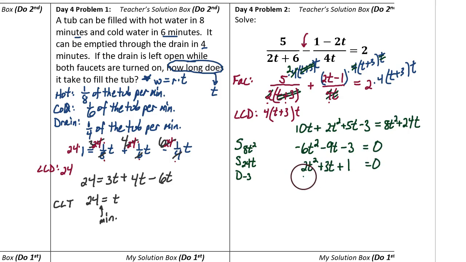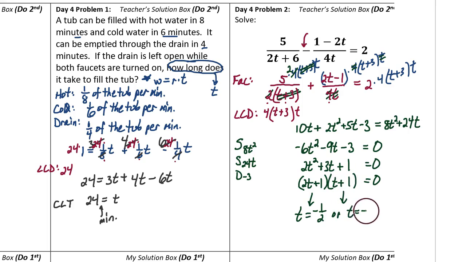Now let's factor the trinomial using FOIL. 2t times t, and then 1 times 1. Because this is a positive sign, put a positive here and here. Now solve inside both parentheses. The answer for the first set of parentheses is t equals negative 1/2. The answer for the second set of parentheses is t equals negative 1. If we look at the original problem, both answers are okay. They're not the restricted values for t.